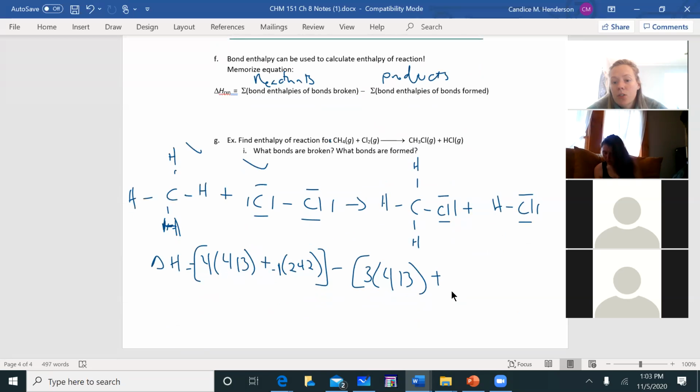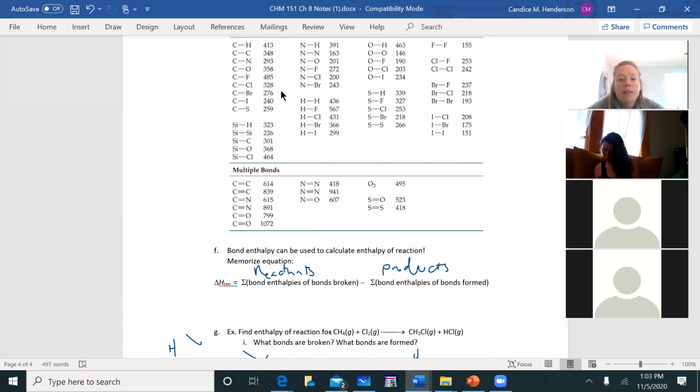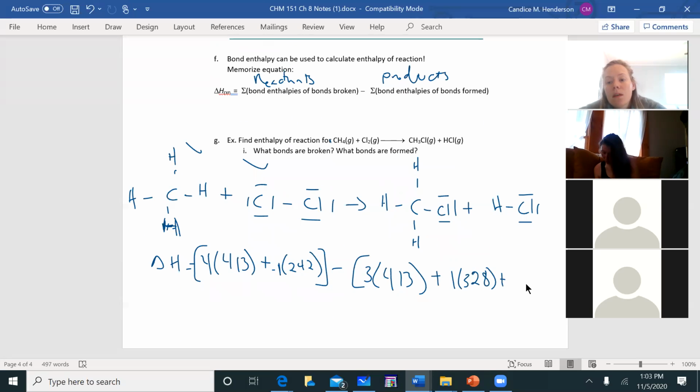How many of those am I creating? Just one. So 1 times the 328. And then the final thing I'm going to make over here is a hydrogen chlorine bond. So I'll reference hydrogen chlorine right here, 431. And there's just one of those, 431. So we're going to tear it up and then we're going to put it back together in a new way.